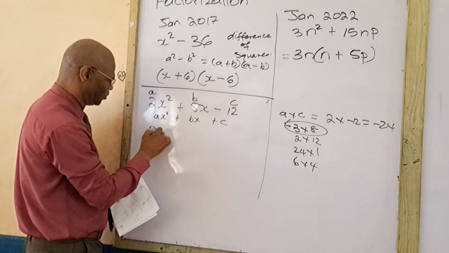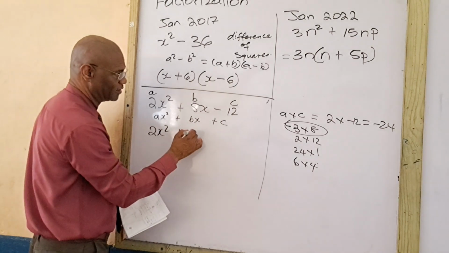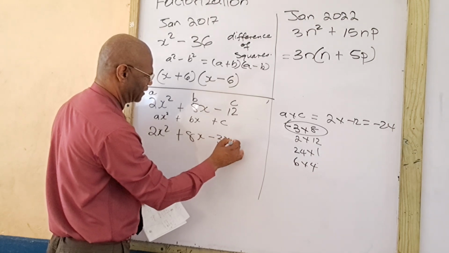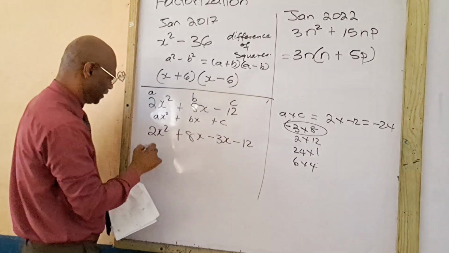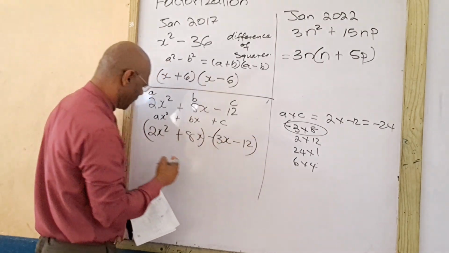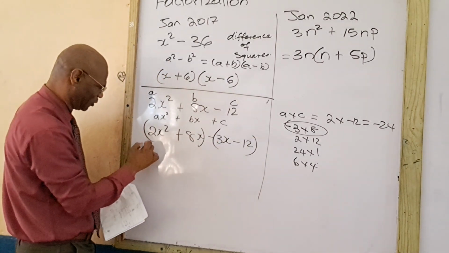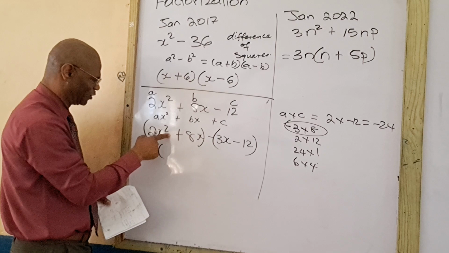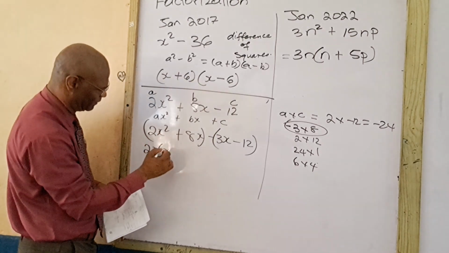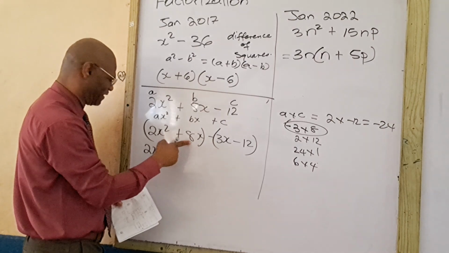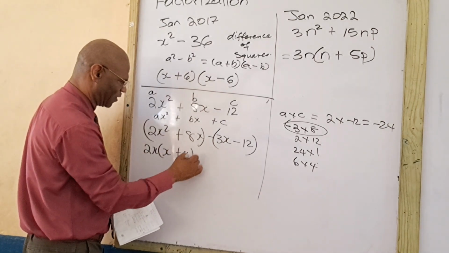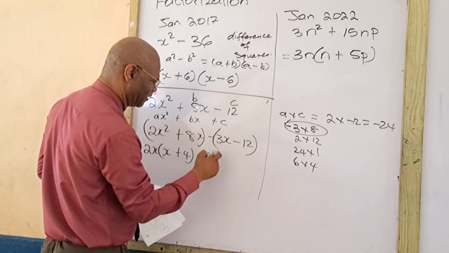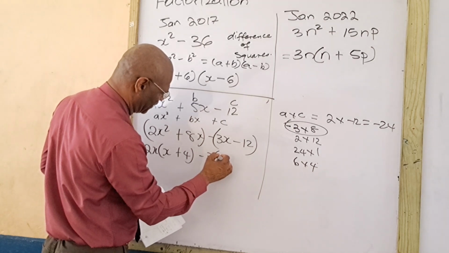So we now have 2x squared plus 8x minus 3x minus 12. Let's group them. What's common here? 2x. So we take out 2x. 2x squared divided by 2x leaves us with x, and 8x divided by 2x leaves us with 4. Then here, what's common? 3. So minus 3. 3 into 3x gives x.